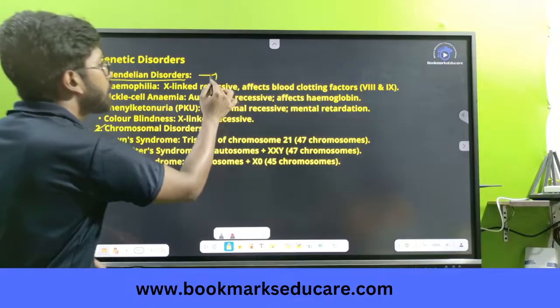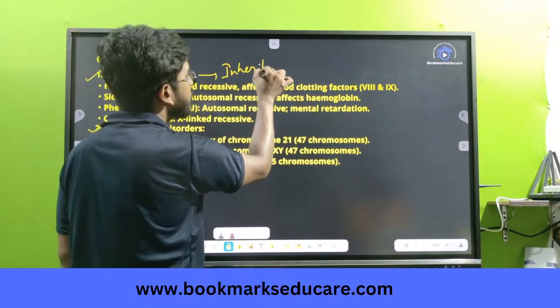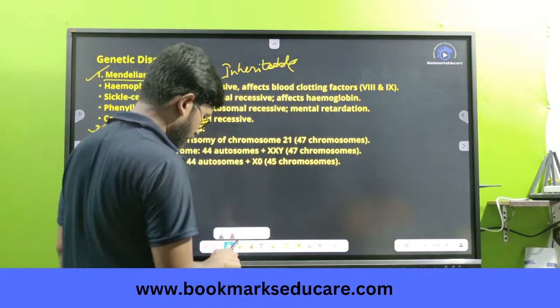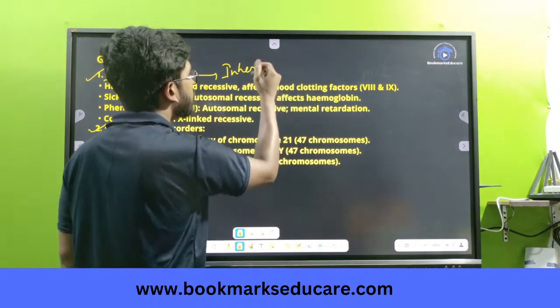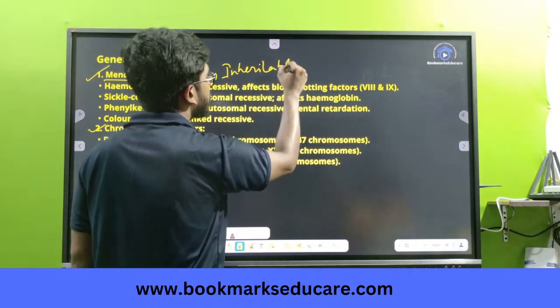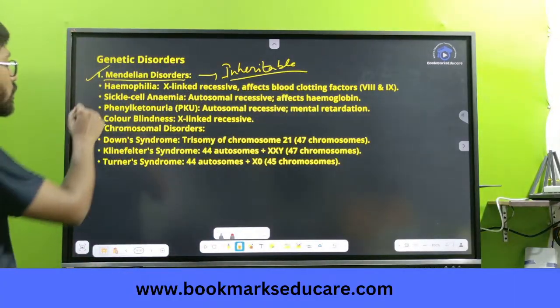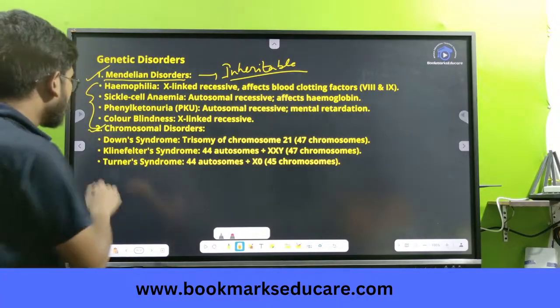Mendelian disorders, meaning disorders that are inheritable. Okay, characters those are inheritable. मतलब ये कैरेक्टरिस्टिक्स, ये डिसऑर्डर्स जितने सारे हैं, यू कैन इनहेरिट फ्रॉम योर पेरेंट्स.